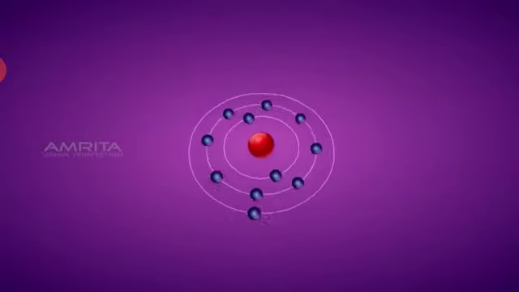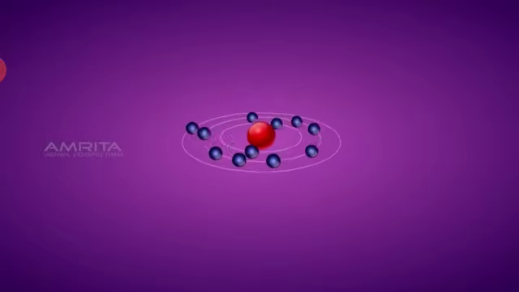What does this model propose? It first proposes that electrons revolve around the nucleus in specific orbits, and these orbits are associated with definite energies and are called shells or energy levels. These orbits or shells are represented by the letters K, L, M, N.